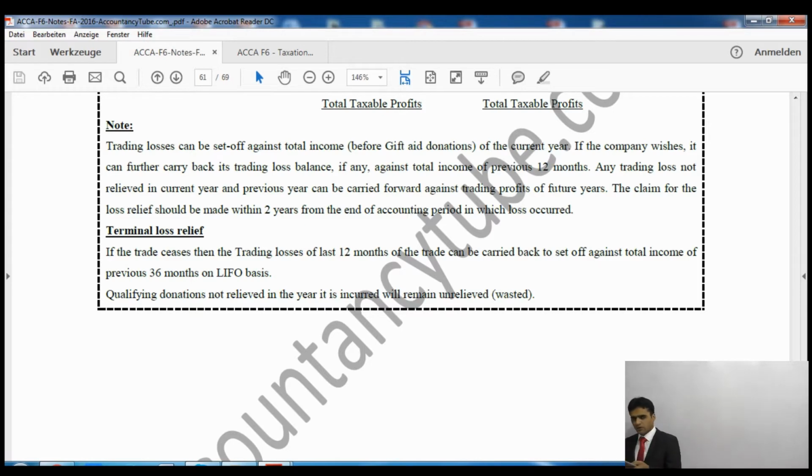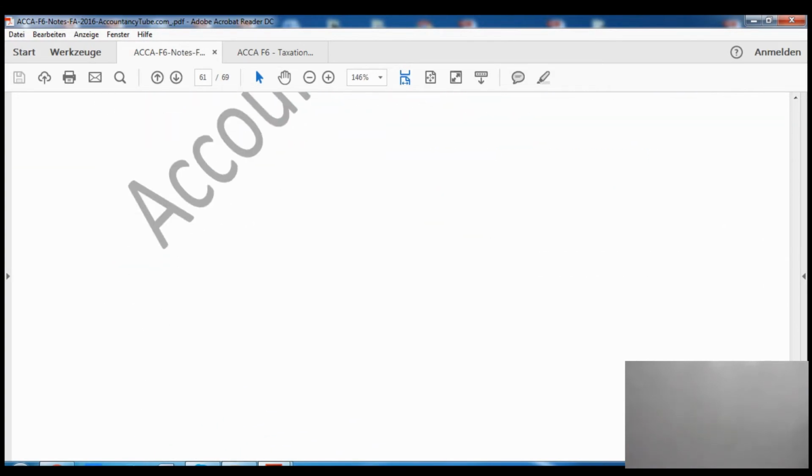So what you can do is set off against the current period, then the previous year, and if there is any still remaining, then we can carry it forward for the future years in the same way as we did for trading losses for individuals.